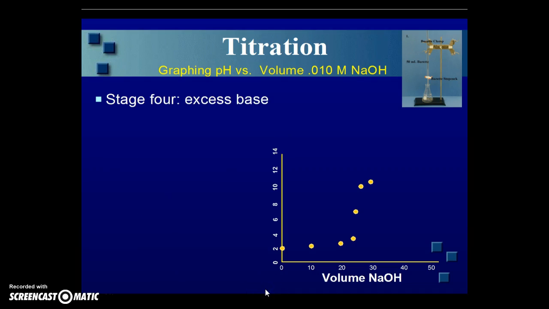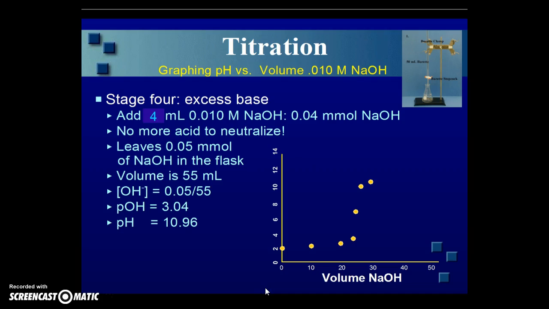Stage 4, I call this excess base. We add now 4 milliliters of the 0.01 molar NaOH. There's no more acid, so we now have 0.05 millimoles of sodium hydroxide undisturbed in the flask in 55 milliliters. We divide the millimoles by the volume. We get a pOH of 3.04 and a pH of 10.96, a small increase.